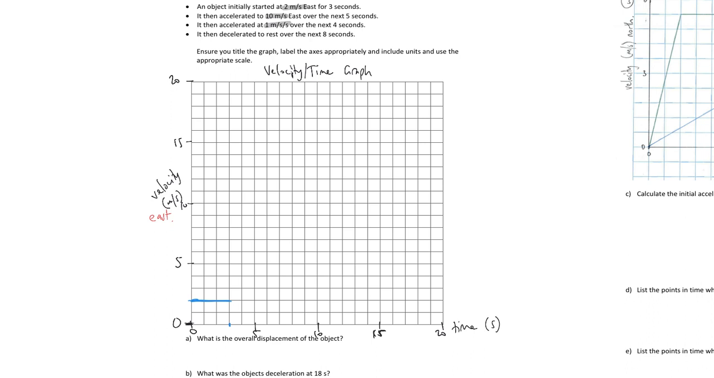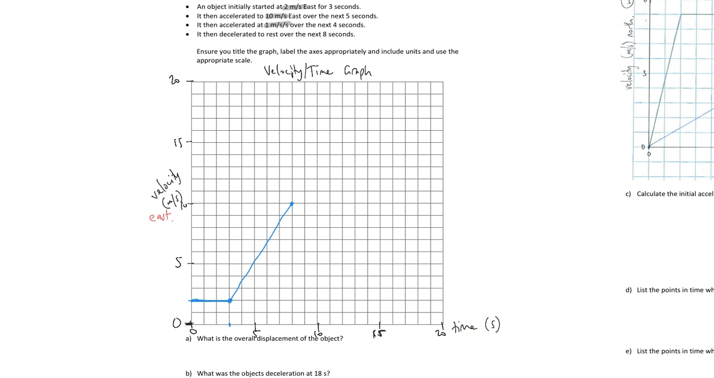Then it accelerates to 10 meters per second over the next 5 seconds. So it accelerates to 10 meters per second over here over the next 5 seconds. So 1, 2, 3, 4, 5 seconds will be 8 seconds. At 8 seconds, it's going to reach 10 meters per second, which means I need to put a dot there. 8, 10, there it is. And there's a line between there and there, and you should use a ruler to do that.